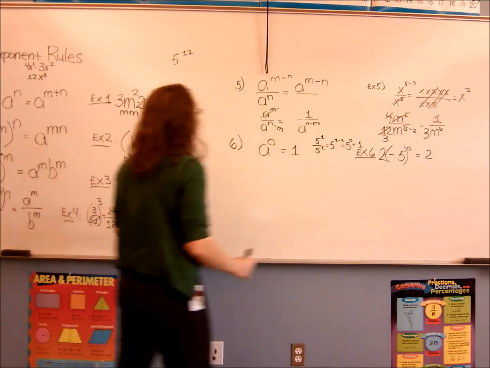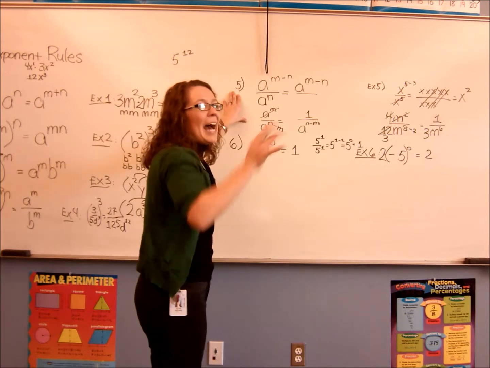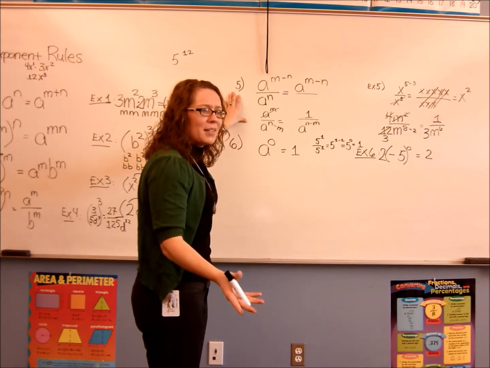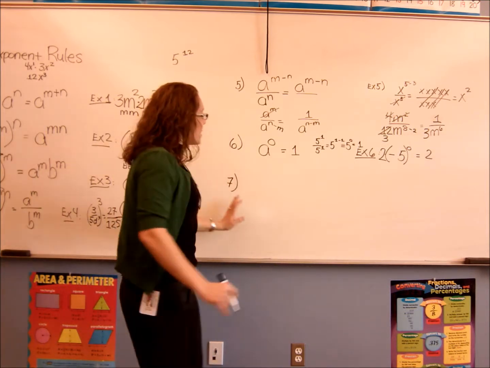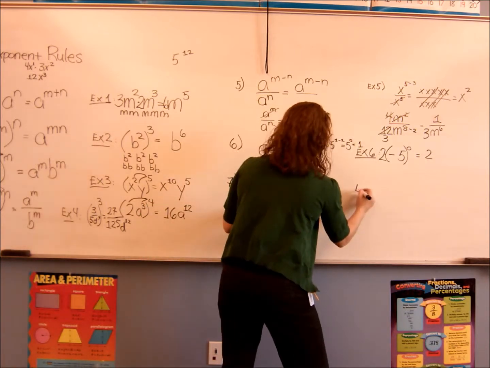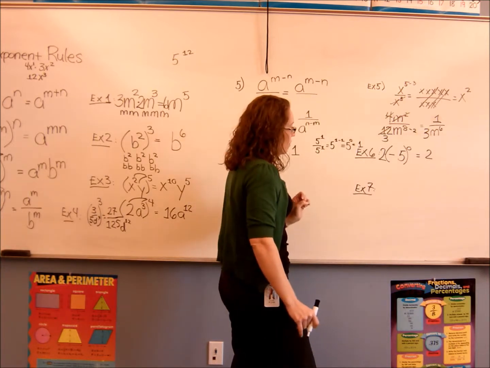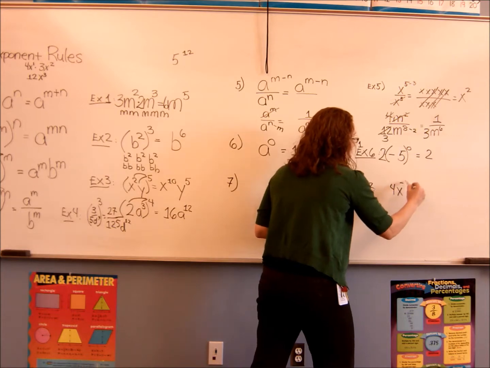Next, in rule number 5, we talked about how to avoid getting a negative exponent, but sometimes you can't avoid it. So let's talk about negative exponents and what we're going to do. Rule number 7. Now I'm going to skip this part and do an example, then we're going to come back.